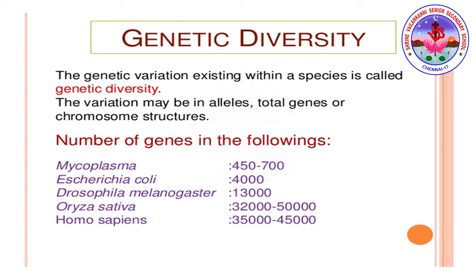Number of genes in the following: Mycoplasma 450 to 700, Escherichia coli 4,000, Drosophila melanogaster 13,000, Oryza sativa 32,000 to 50,000, Homo sapiens 35,000 to 45,000. All of these represent the number of genes present in the organism.